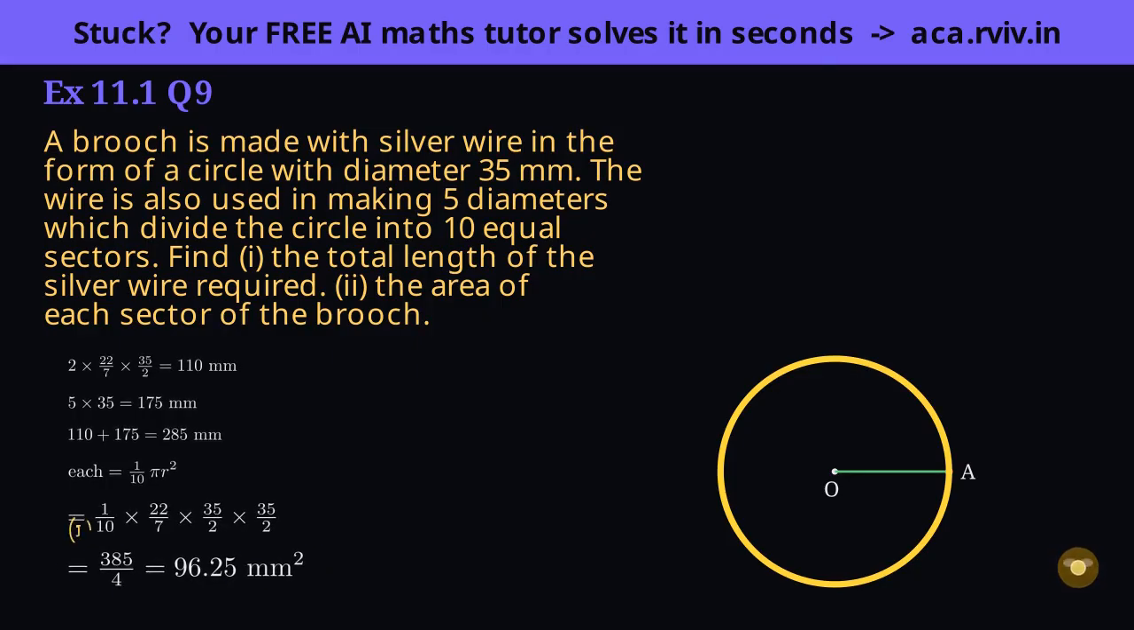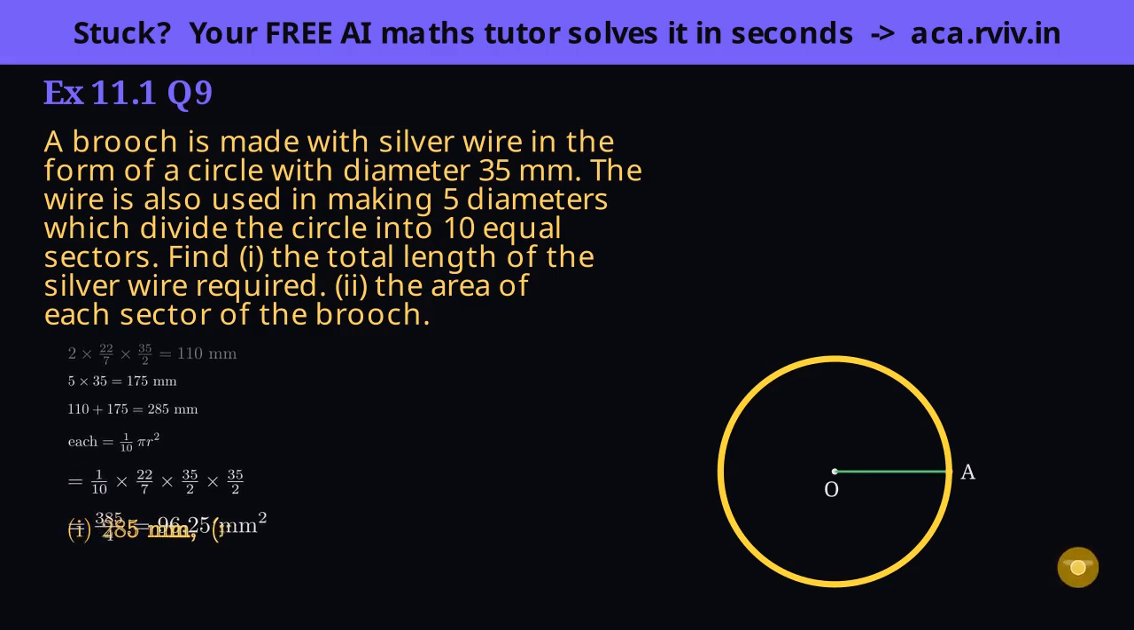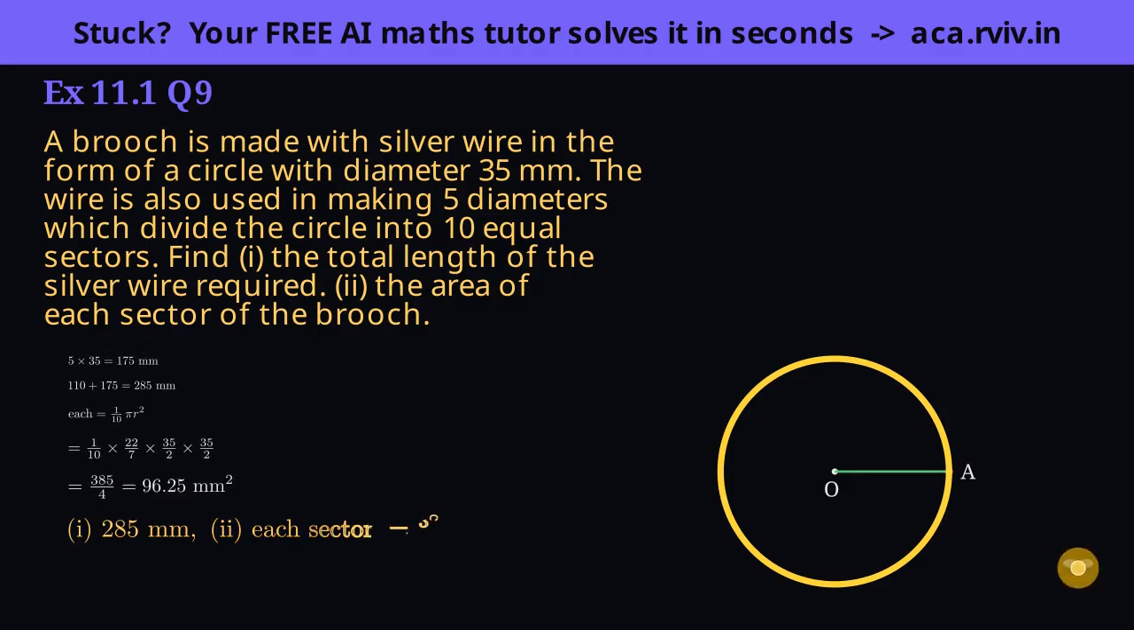2 habits here. Watch whether wire is curved, circumference, or straight, diameters, and add the right kinds of length. And when a circle is cut into equal sectors, each one is just the whole area divided by the number of sectors, no angle calculation required.